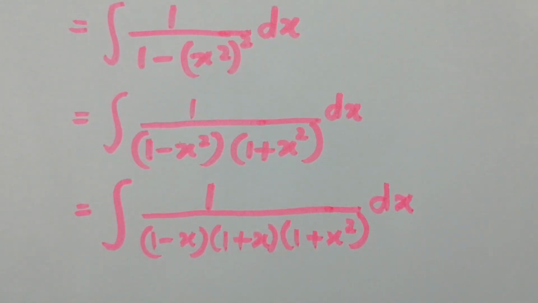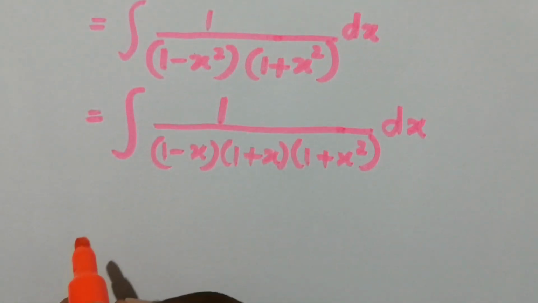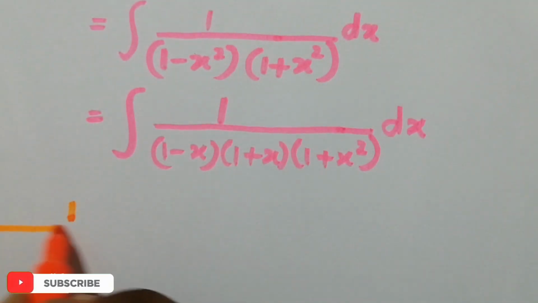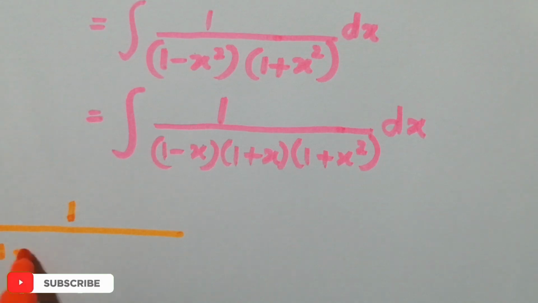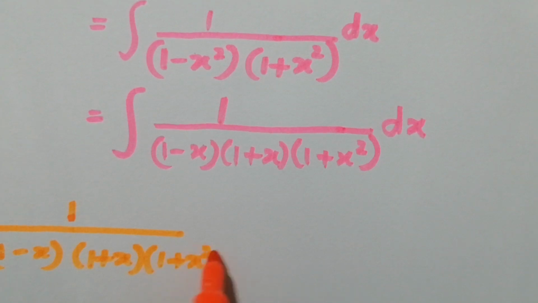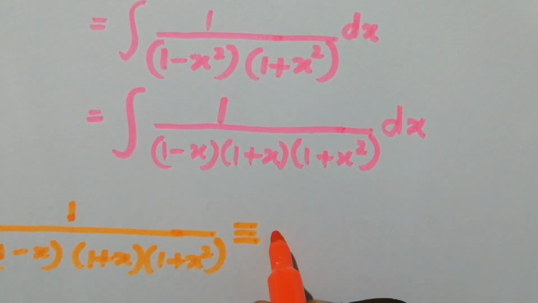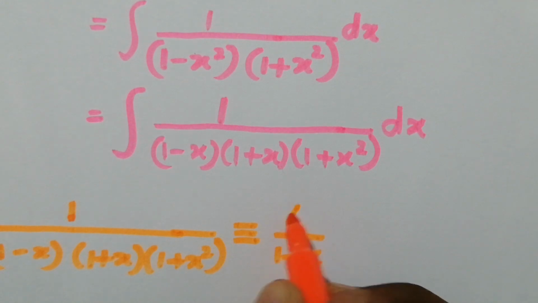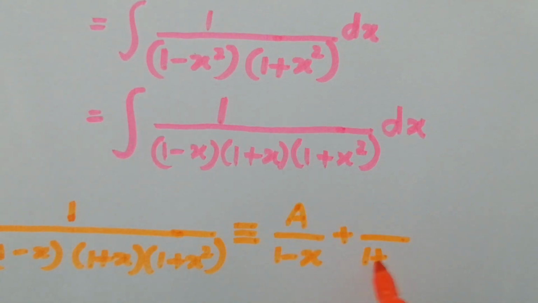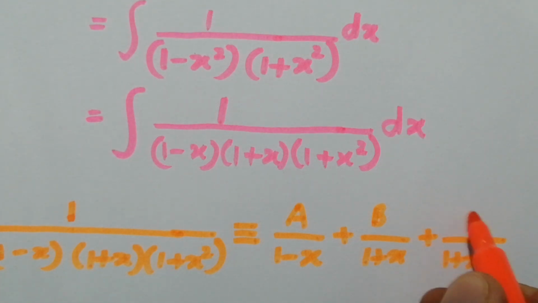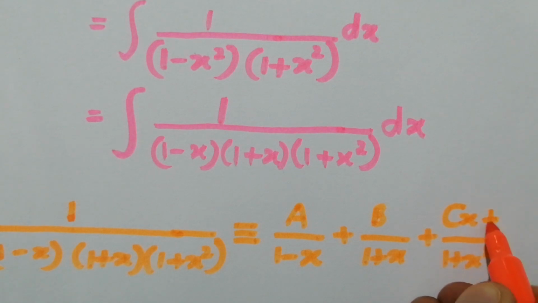Now I am going to break this into partial fractions. 1 upon (1 minus x)(1 plus x) times (1 plus x squared). Here for 1 minus x, the numerator is A, plus for 1 plus x the numerator is B. For 1 plus x squared, since the power of x in here is 2, the numerator should be a linear function, it is Cx plus D.